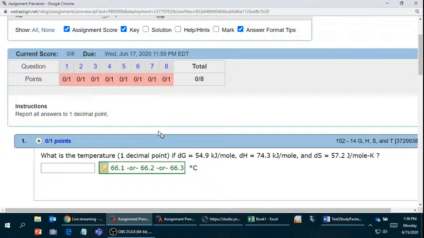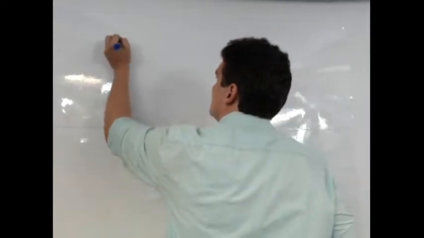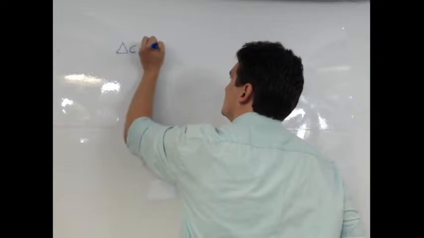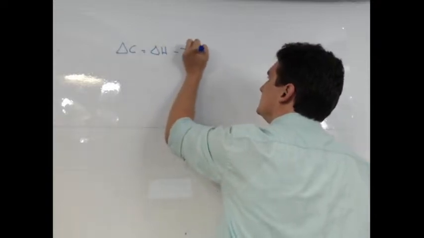So to solve these types of problems, what we're going to use is the Gibbs relationship. Now, there is one common mistake I see on this, but we'll talk about what that mistake is in just a minute. But the relationship is that delta G equals delta H minus T delta S.